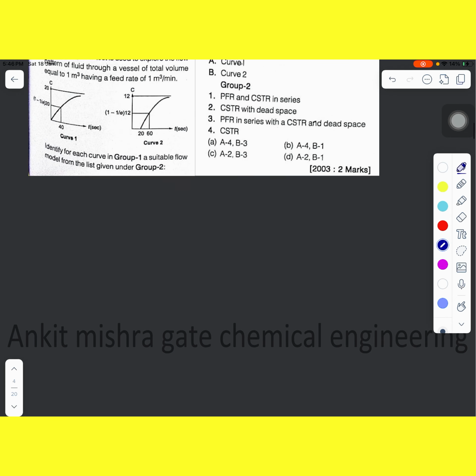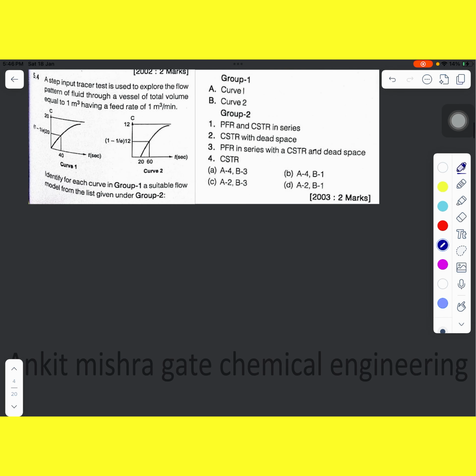But now moving towards the next question. This question is also a very important question. This question is basically based on graphs only. So here you can see a step input tracer test is used to explore the flow pattern of fluid through a vessel of total volume equal to 1 meter cube having a feed rate of 1 meter cube per minute. So the total volume of the vessel is given to you, that is 1 meter cube, and the volumetric flow rate is also given, 1 meter cube per minute.